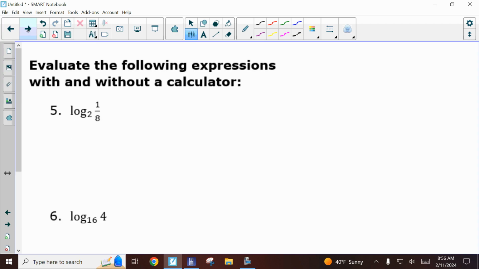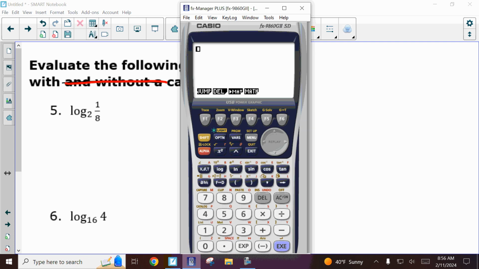Now the next one says evaluate the following expressions with and without a calculator. We're just going to go ahead and go like this, probably in red, so it looks better. And then we should use the calculator, so I'm going to review how to find all the buttons. When we want to find a log base 2, we cannot use this button here. That's the button right next to the x, and it doesn't work for this problem because it's not base 10. That button is only for base 10.